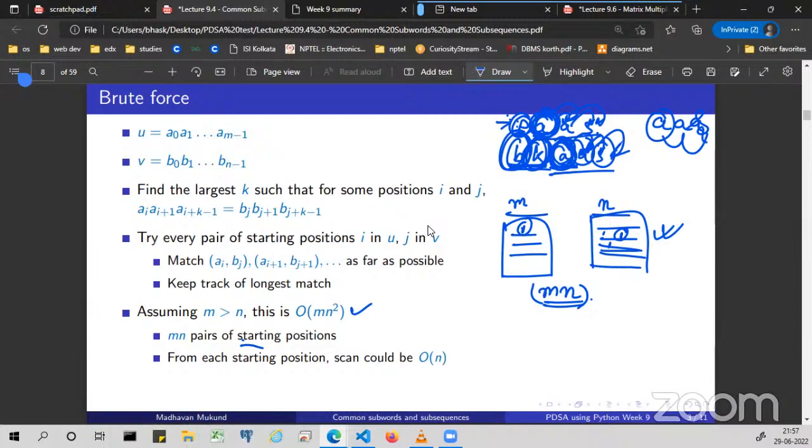Got the point? So everything is happening, the last character did not match. Let's say AAS was there and the last character was over here, AAP, something like that. So I thought that I would get a subword of length 3, but I only got a common subword of length 2. So for everything I have to go till the last element, for m into n starting points, and that's m into n into n, the total complexity of finding the longest common subword.